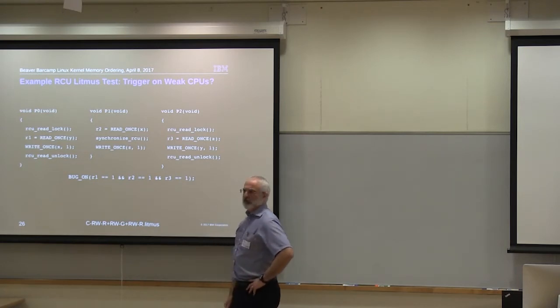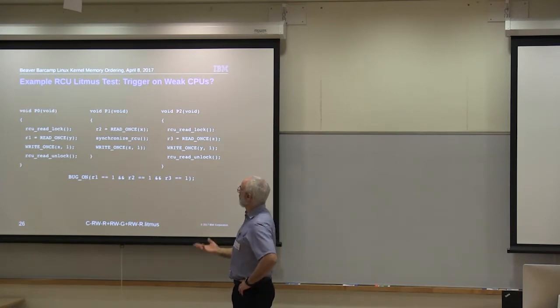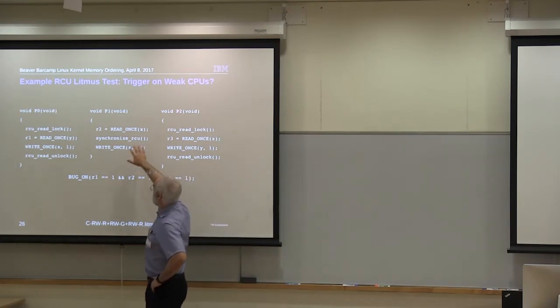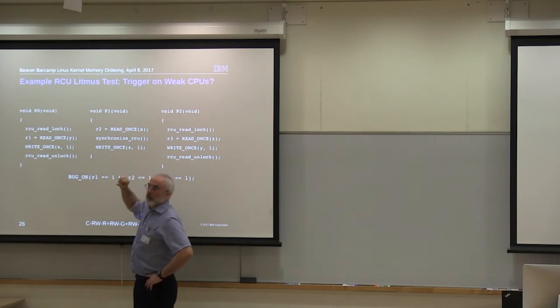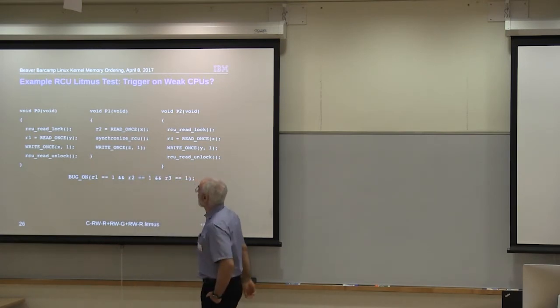Kind of one of the stranger things in life is that semantic is actually useful. It turns out to be very useful. Basically what happens is it allows you to change something, and then wait for anybody who might have seen the earlier state to get done. And then you can rely on everybody after that knowing that the change has happened. And that turns out to be surprisingly useful.